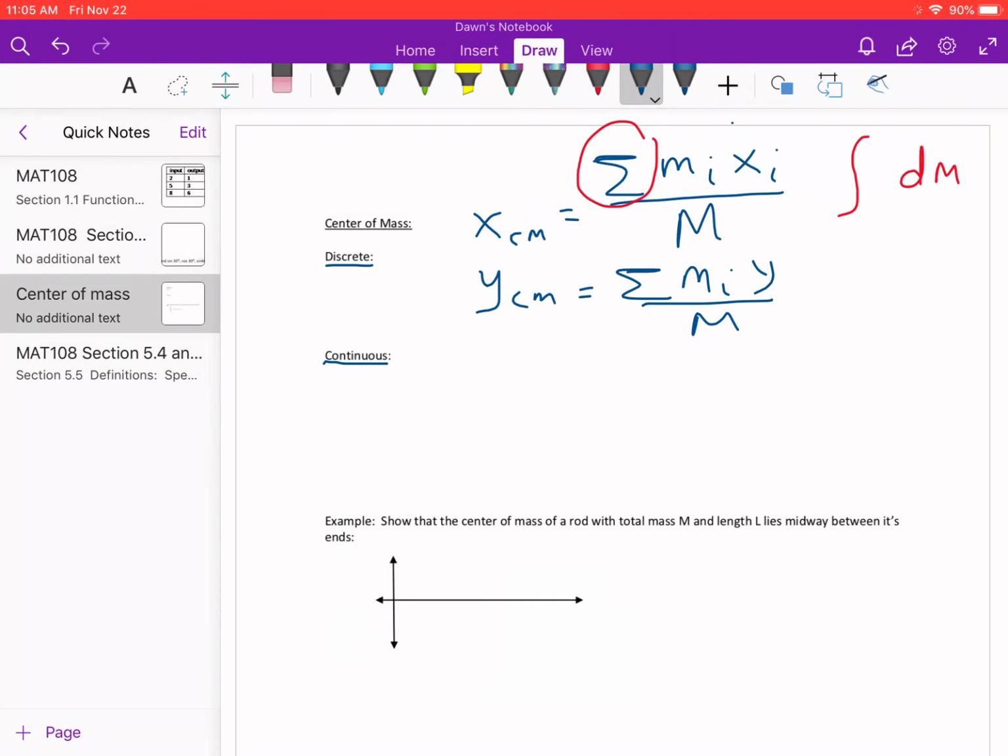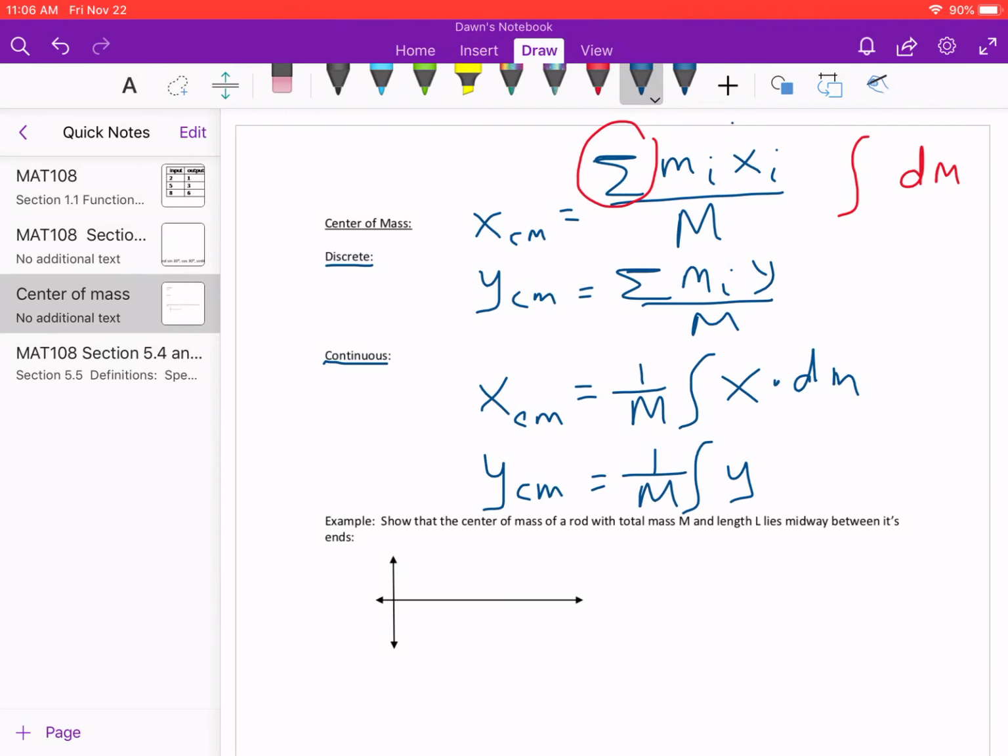And so the formula looks like x, center of mass, for a continuous object is going to be 1 over m, and that's the total mass, times the integral over x, since it's the x center of mass, of x, times, instead of mass, we're going to use a little piece of mass, dm. And the y center of mass is the same. It's 1 over the total mass of the object times the integral, so we're adding up all these little pieces of y times a little piece of mass.